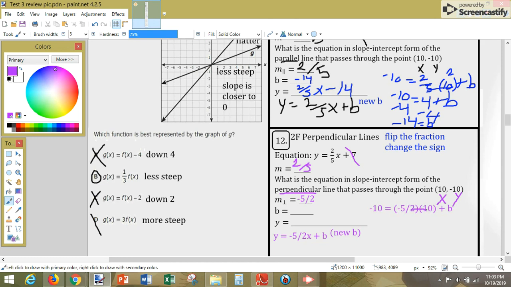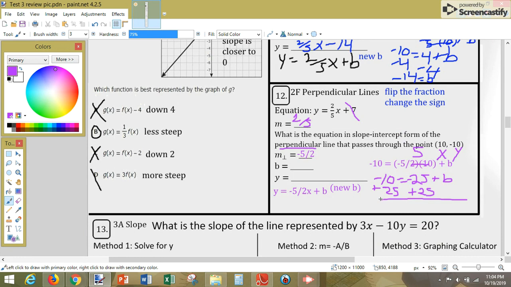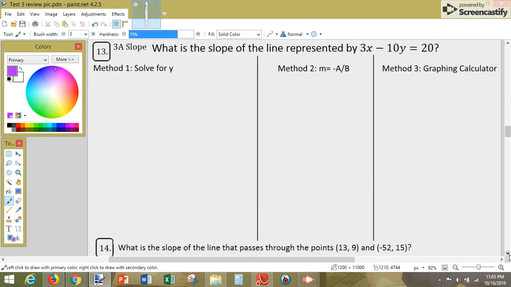10 divided by 2 is 5, and 5 times -5 is -25. To get b by itself, we add 25 to each expression. And we line these up because they are like terms, they're both constants. So b equals 15. So our equation is y equals -5/2 x plus 15.